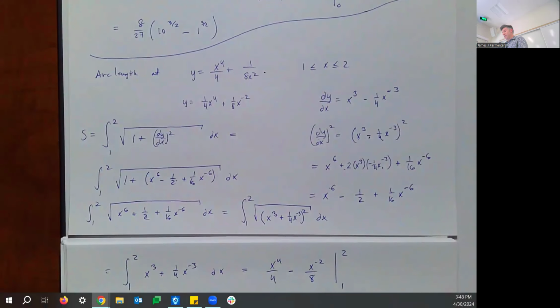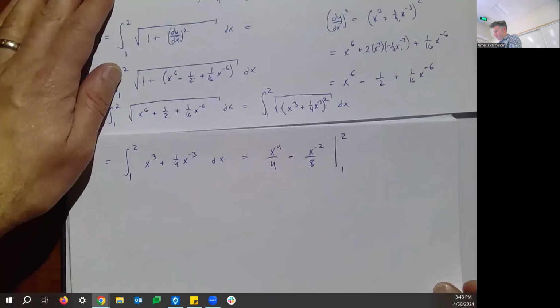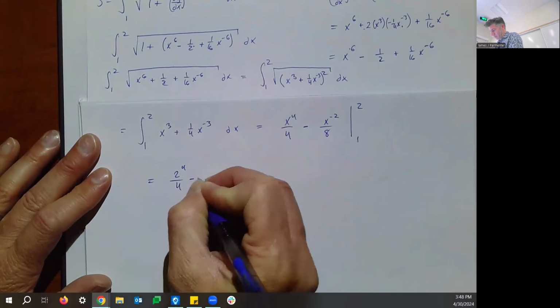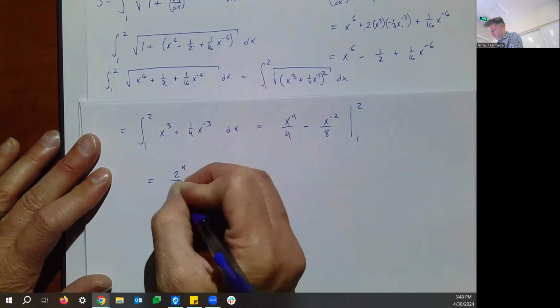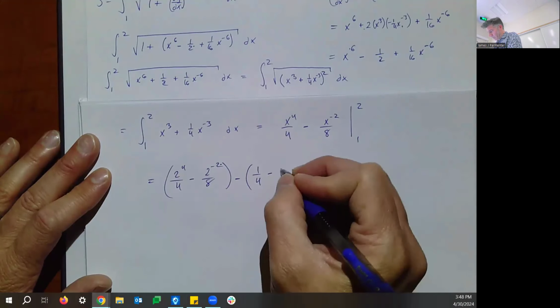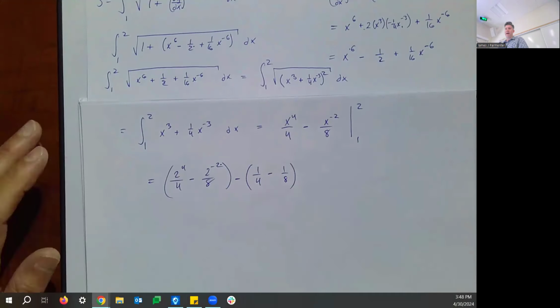So even though you might see this and think, I'm pretty sure I know what's going to happen, the expectation is you still do this work to get to this end place here. So then we plug in our values, we get 2 to the 4th over 4 minus 2 to the negative 2nd over 8 minus 1 to the 4th over 4 minus 1 to the negative 2nd over 8. Whatever that ends up equaling.